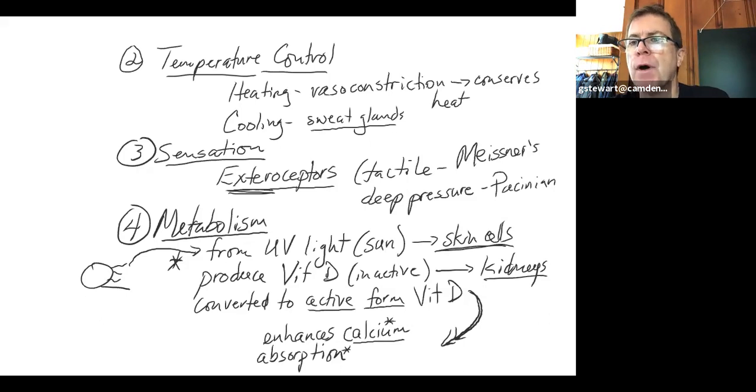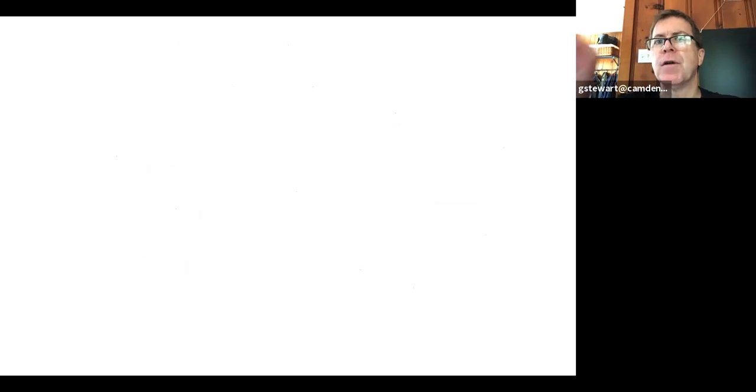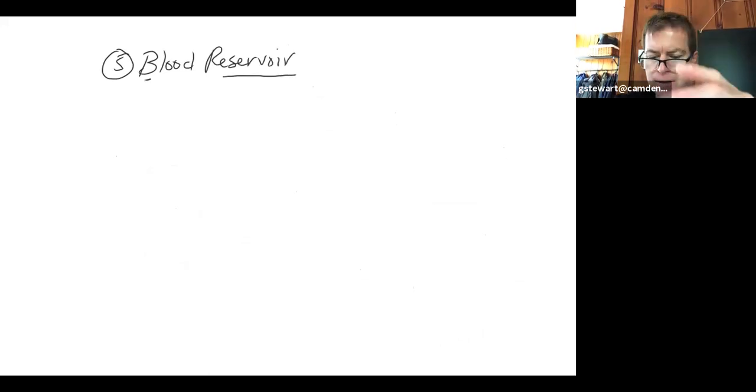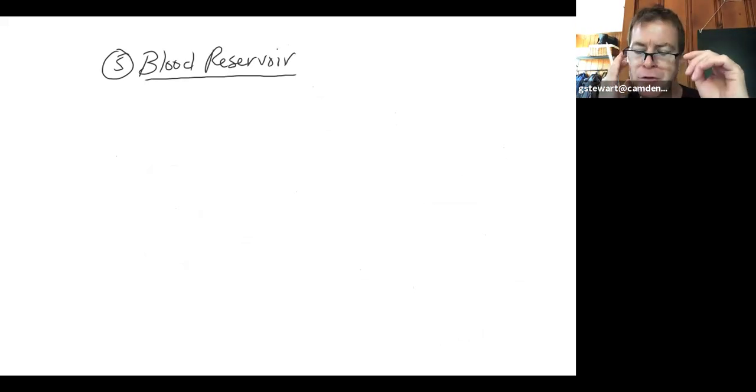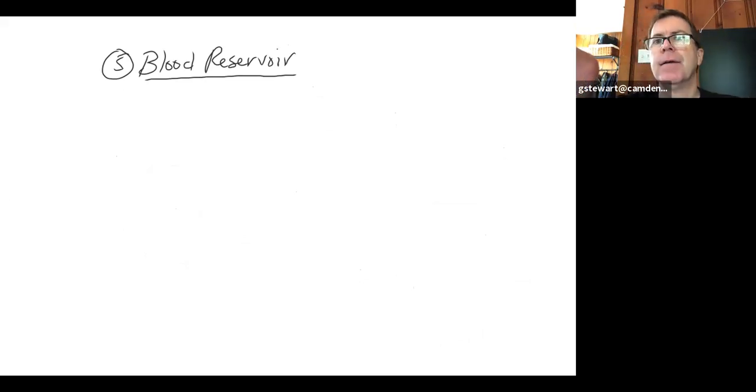So you're getting 2 for 1. You're intaking calcium and vitamin D at the same time. All right, let's move on to number 5. We're almost finished. Number 5 function: the skin, or the integumentary system, can act as a blood reservoir. That just means the skin can hold up to 5% of the body's blood volume at any given time, and it can release it as needed.